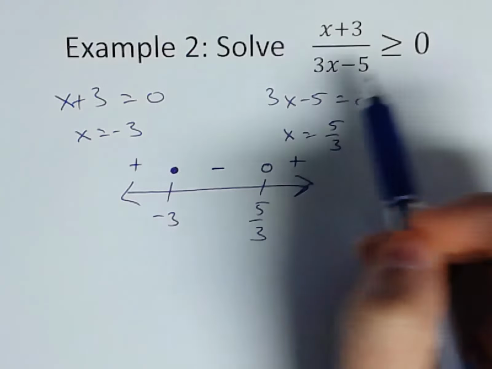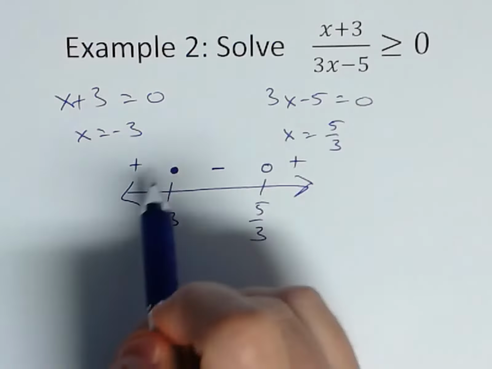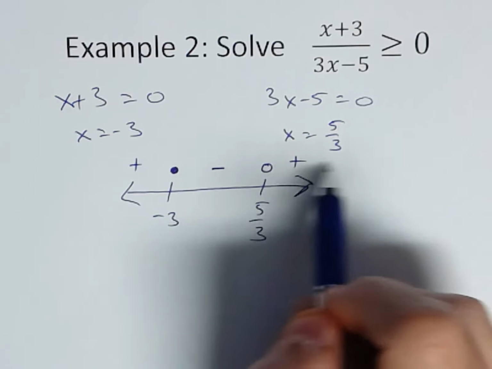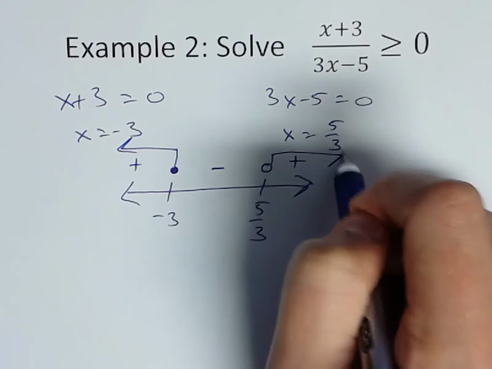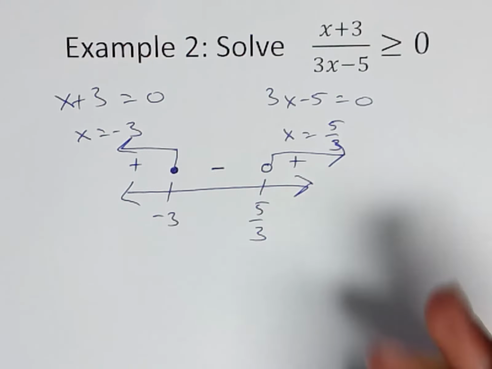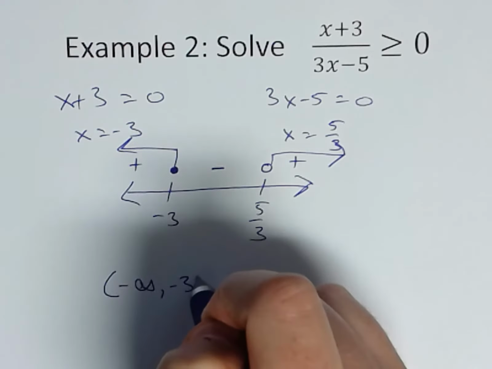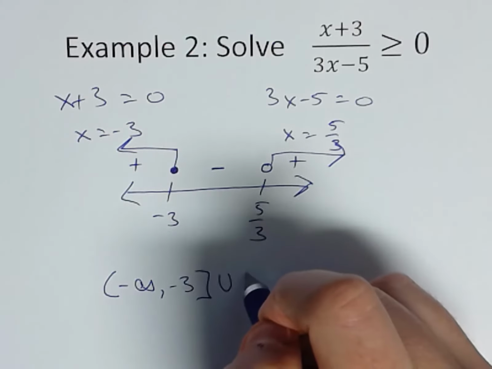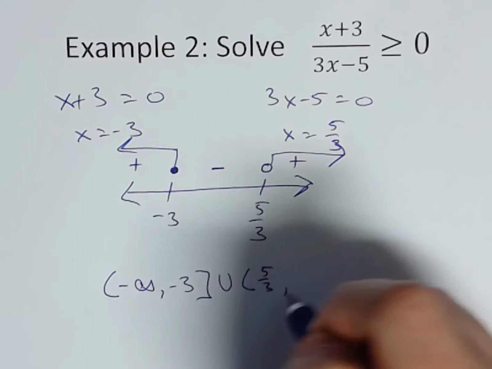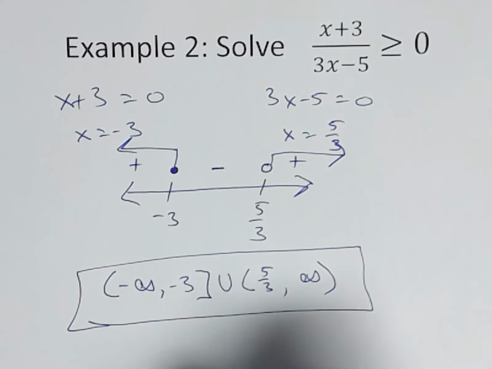So for this one, I want greater than 0. Well, that's going to be positive values. So I want this stuff and this stuff. So I'm going to have all of that, and I'm going to have all of that. That just helps me decide so I can write my interval. So -∞ to -3, and we're going to include -3, union 5/3 to infinity. And there's our solution set.